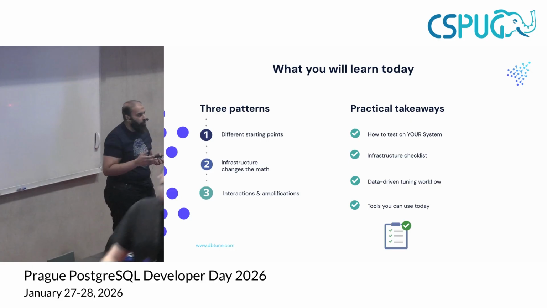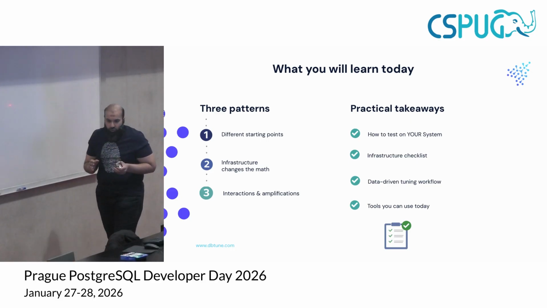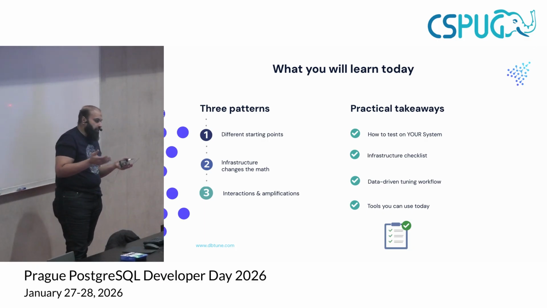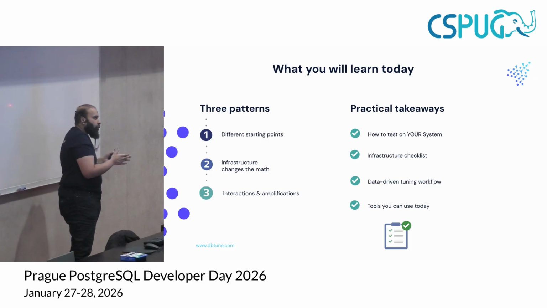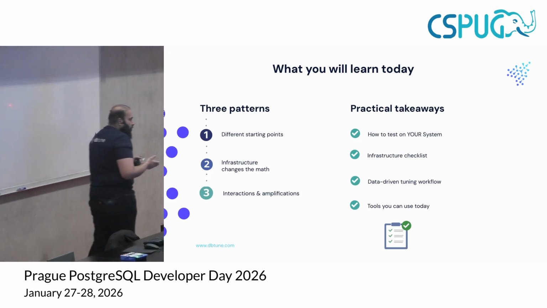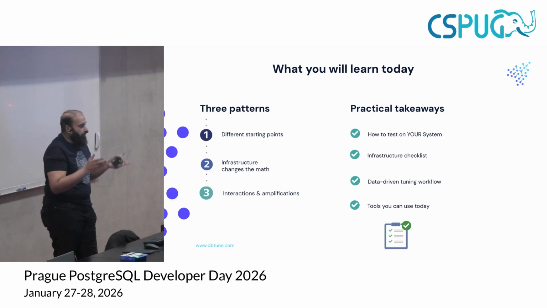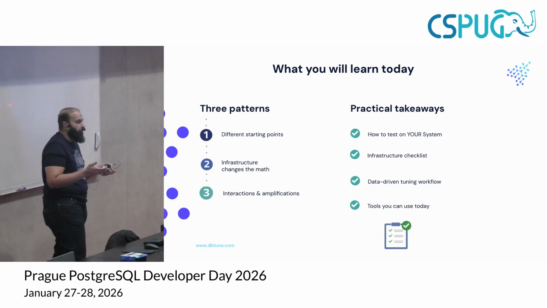I'm going to talk about how parameters don't work in isolation. And I'm not just going to blabber about the problems. I will try to give you a framework where you can apply these patterns, or how to solve them in your current system. What kind of checklist can you follow? Similarly, what data-driven tuning workflow can you adopt to improve your critical thinking? And the tools that actually exist today, so if you use those, you can improve your thinking process.